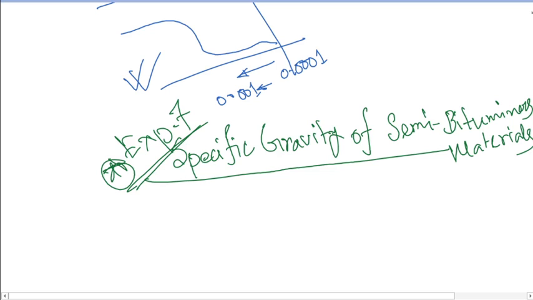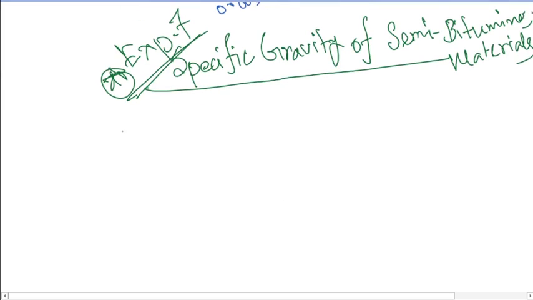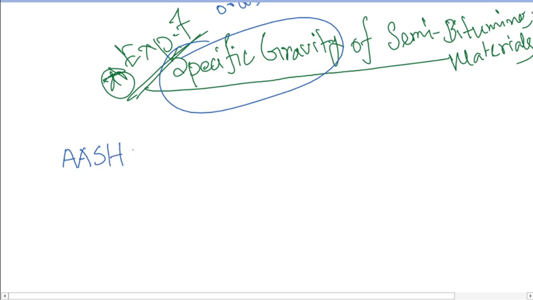So specific gravity, I think you are well acquainted with this terminology. What is specific gravity? But before starting, I need to mention that we are following these experiments according to the AASHTO designation as well as the ASTM.